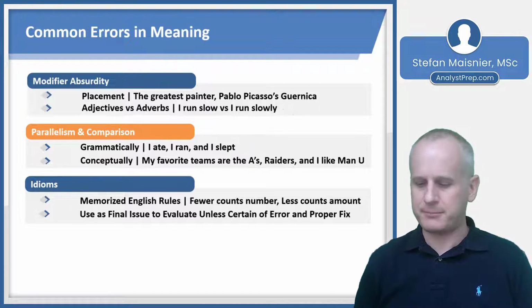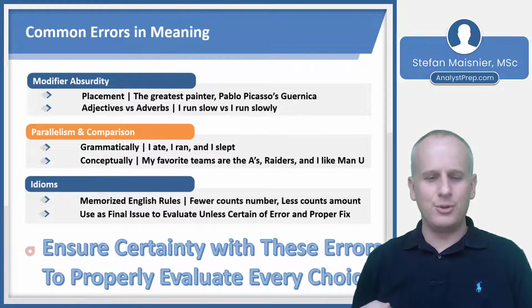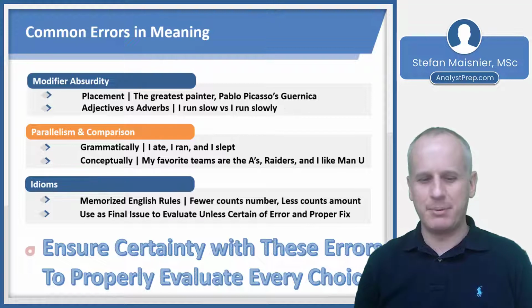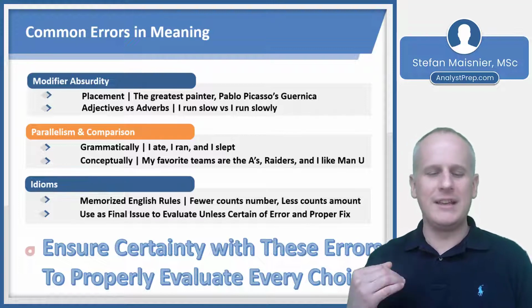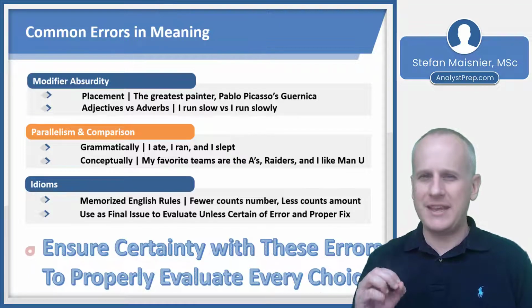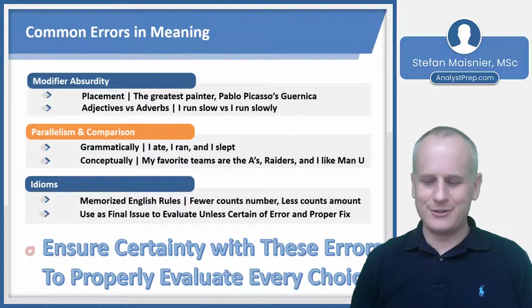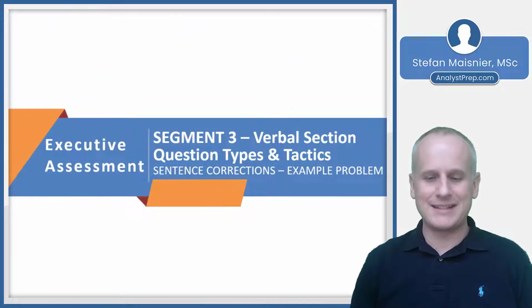So you want to use these three errors in meaning: modifier absurdities, parallelisms in list and comparison, and idiom, only if you're absolutely certain of the error they make in terms of the intended meaning, if you're going to use them as part of your evaluation for a sentence correction. So those are our errors in meaning, and that's our process. Let's go over to the whiteboard and take a look at an example.